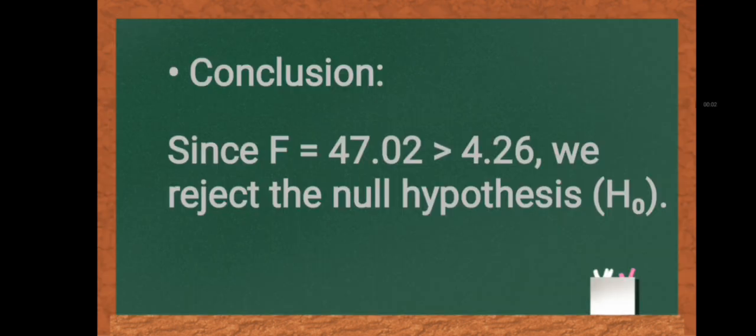Our conclusion: since the computed F value of 47.02 is greater than 4.26, we reject the null hypothesis. Therefore, there is a significant difference in the average test scores among the 3 training methods.